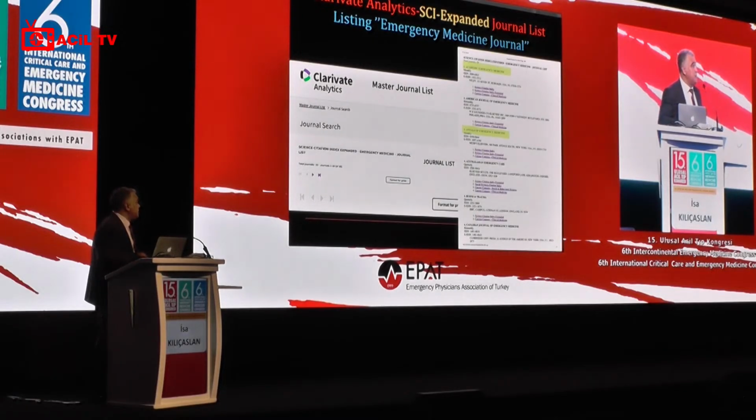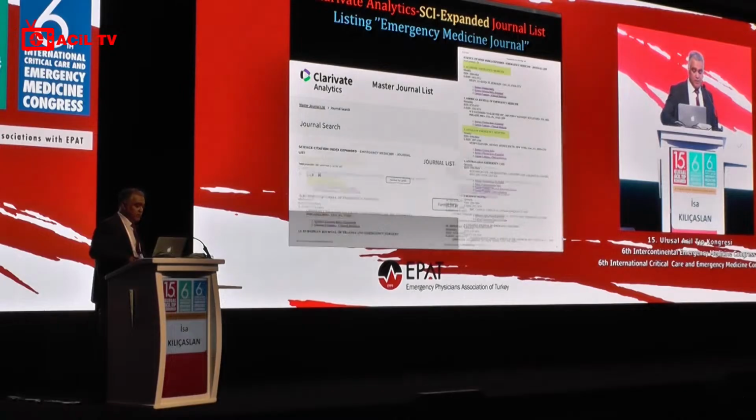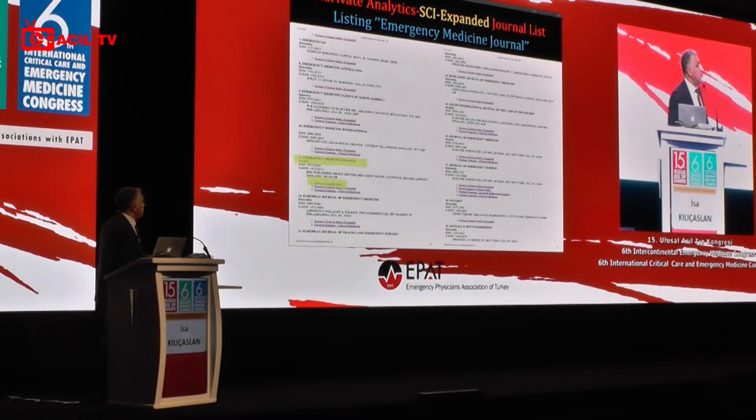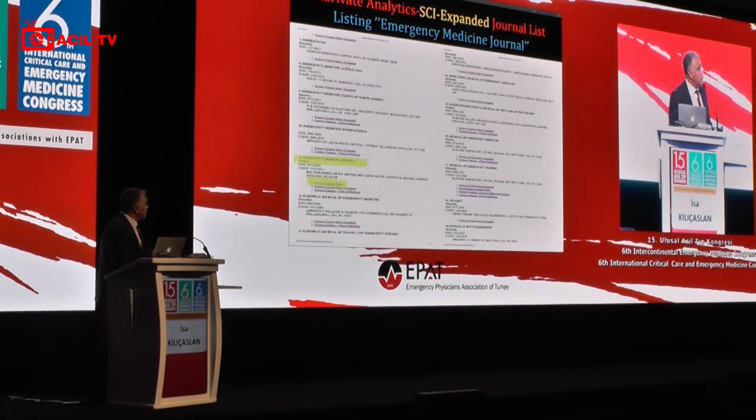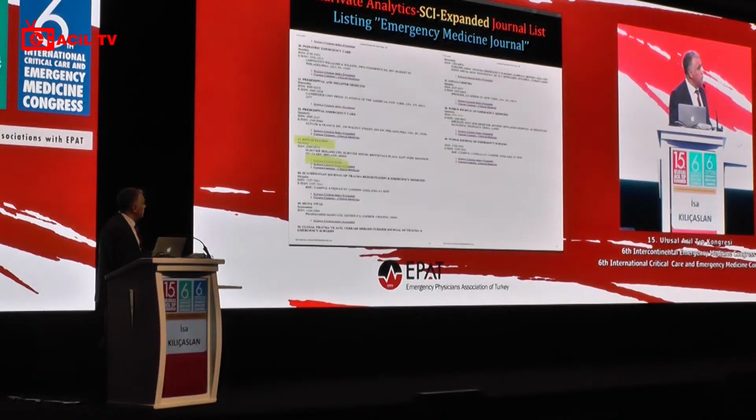When you look through this emergency medicine category, there are 29 journals; you can easily find these SCI expanded journal lists. And when you look at these 29 journals, the newly entered SCI expanded journal, you will see World Journal of Emergency Medicine, I'm sorry, in the 28th rank.